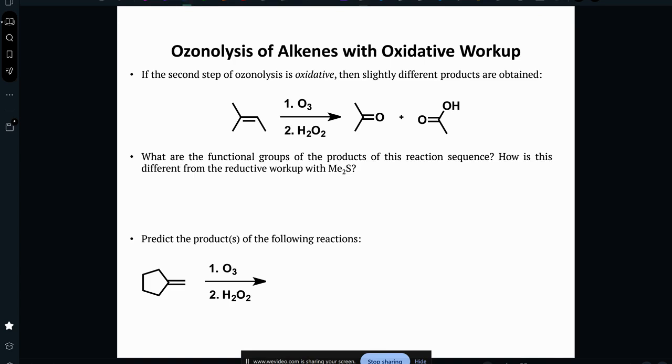So in this case, we start with an alkene again. Depending on our starting material, we might make a ketone, and we also might make this other functional group, which we call carboxylic acid. So what's different here is anywhere that would have been an aldehyde now becomes a carboxylic acid.